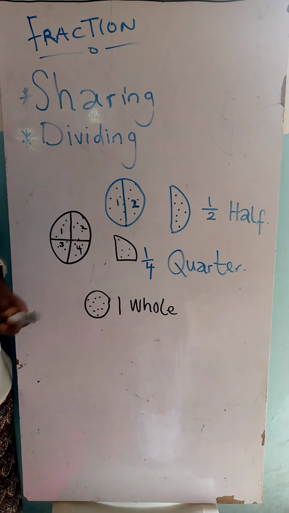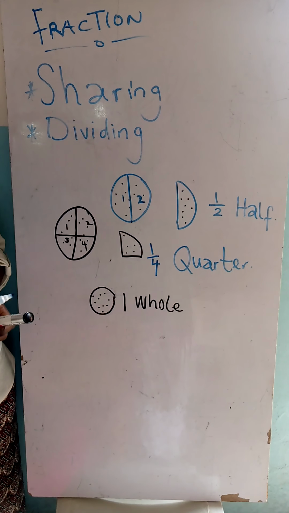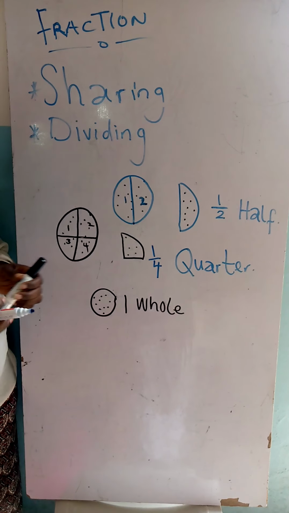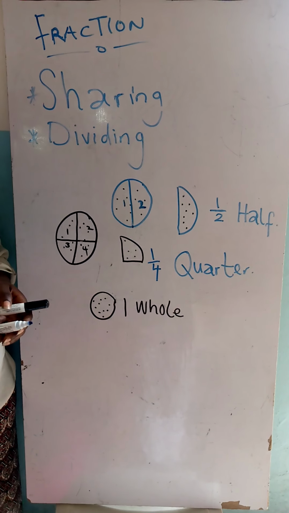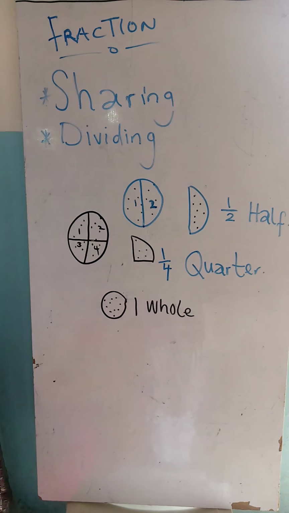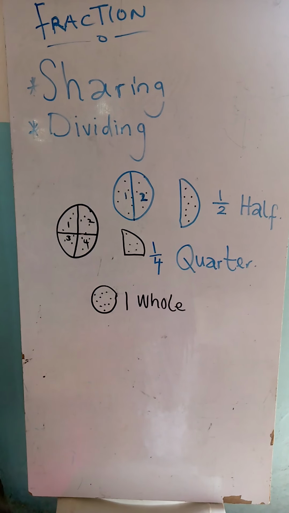Now, this is what I want you to do for me in your exercise book. You're going to draw a whole, a half, and a quarter. Draw it, snap it, and send it to me. Is that taken? Now, I'll show you some other things we can use for measuring half, whole, and quarter.